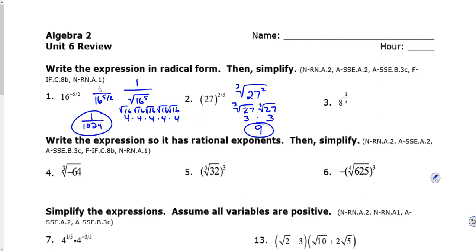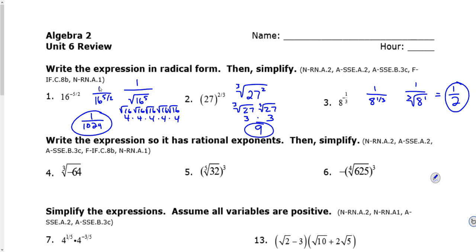8 to the negative 1/3, kind of like number 1, so we flip it first. 1 over 8 to the 1/3, that makes it positive for the exponent, and 8 to the 1, and we want the cube root of that. Cube root of 8, that's just 2, so the answer is just 1/2.